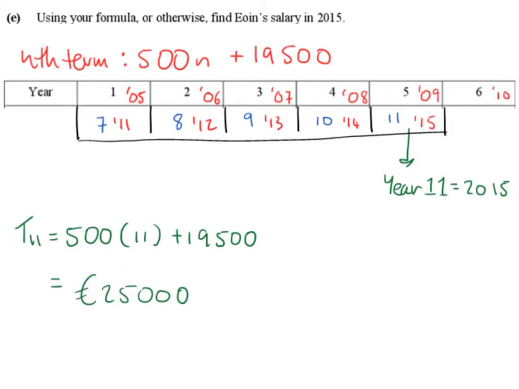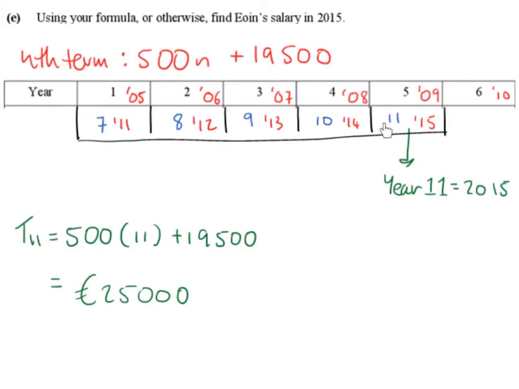So to find Owen's salary in 2015, we can use the nth term formula, which is 500n plus 19,500. But we need to figure out which term represents the year 2015. So term 1 is 2005, term 2 is 2006, term 3 2007, term 4 2008, term 5 2009, term 6 2010, term 7 2011, term 8 2012, term 9 2013, term 10 2014, and term 11 2015.